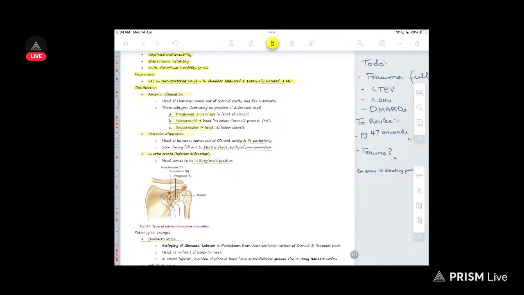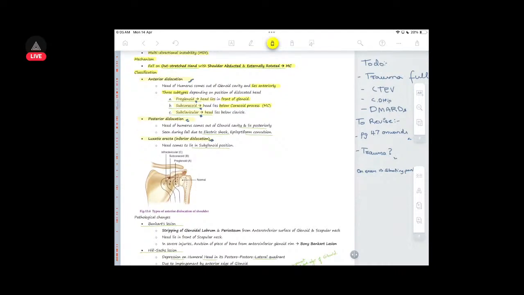So classification: it can be an anterior dislocation, a posterior dislocation, or luxatio erecta, which is an inferior dislocation. In anterior dislocation, the head of the humerus comes out of the glenoid cavity and lies anteriorly. Three subtypes are there: preglenoid, subcoracoid, and subclavicular. The head lies in front of the glenoid, below the coracoid process, which is most common, or it lies below the clavicle. Subclavicular, subglenoid, and preglenoid and subcoracoid.